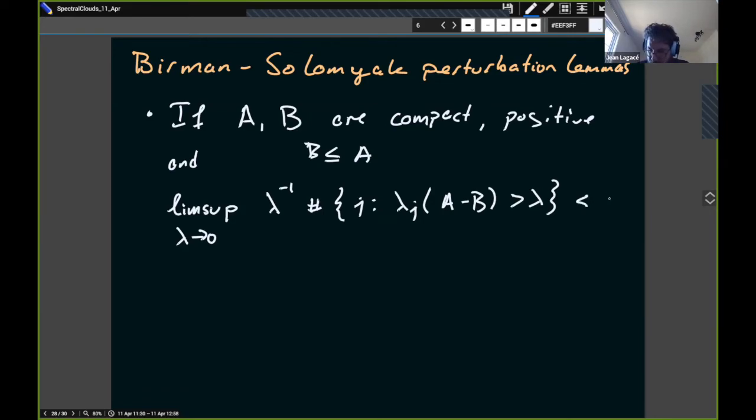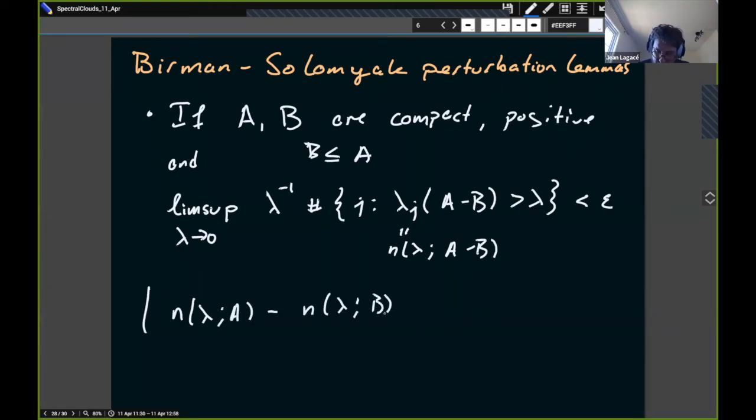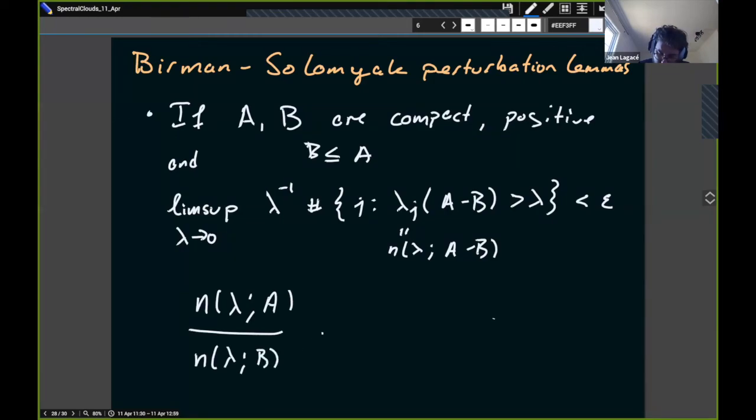is smaller than epsilon, where I will call this n of lambda, A minus B, then n of lambda A minus n of lambda B is smaller than epsilon times something, and then n of lambda A over n of lambda B goes to 1 as lambda goes to 0.